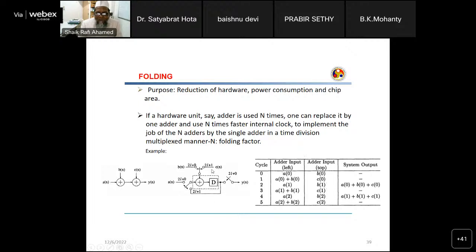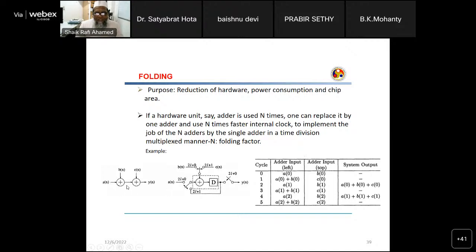Then C0 is available here, because this will switch to this. In the second clock cycle, A1, B1, but the output will be, this will be closed. So A0 plus B0 plus C0. The only thing is, the speed of this one is half of that of this, but the computational complexity is also almost half. So this type of realization is very useful for low power and low area applications.